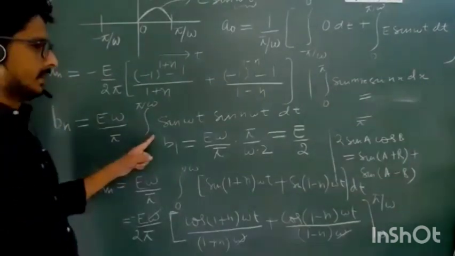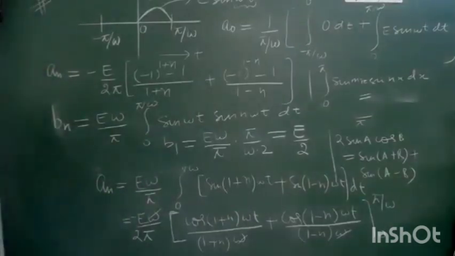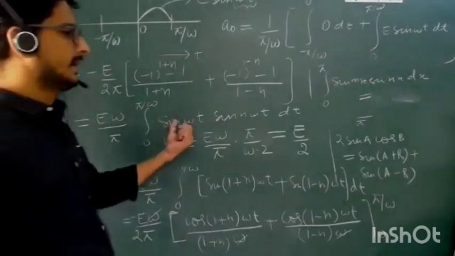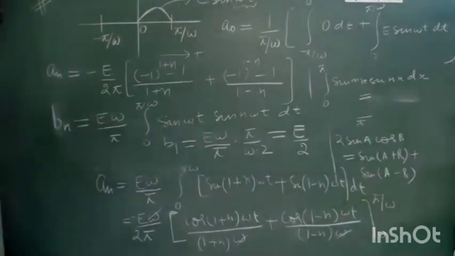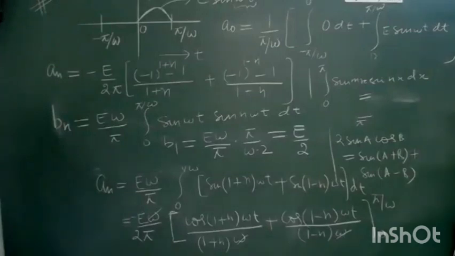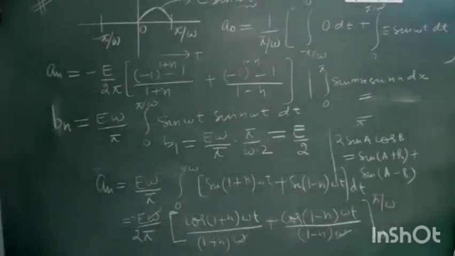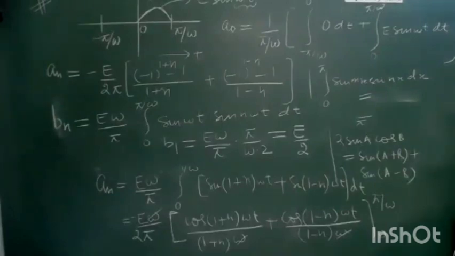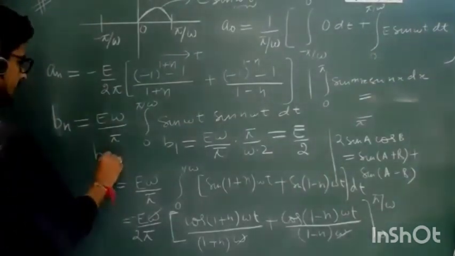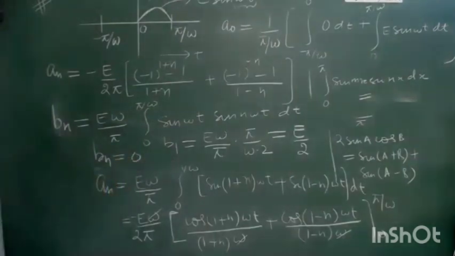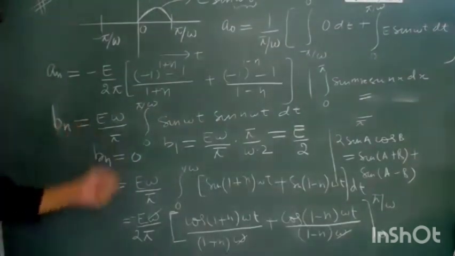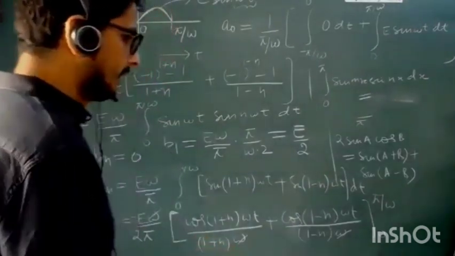In this, if you take omega t as x, you can convert it into sin x, sin mx and sin nx. And when these values are the same, then they exist; when the values are different, it becomes 0. So all other bn's will not exist. All other bn's will become equal to 0. So these are the values of the complete thing.